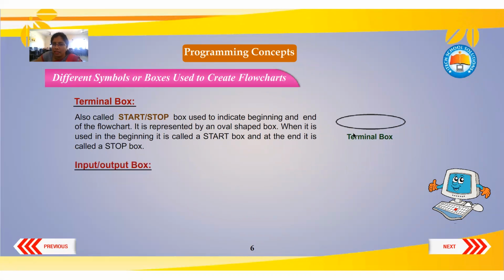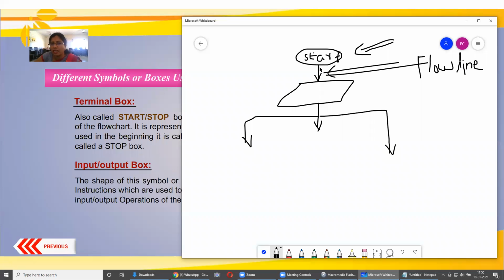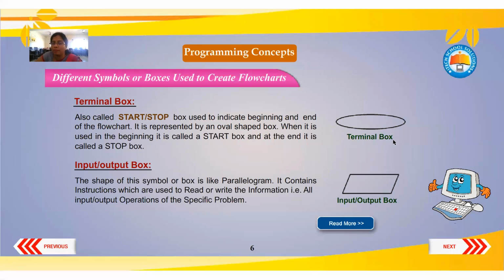This oval shape. See here, for start I took an oval shape. So oval shape boxes are used as terminal boxes. Terminals are the end points, start and end points. So always your start and stop should be written in the terminal boxes, also called start and stop box, used to indicate the beginning and end of the flow.